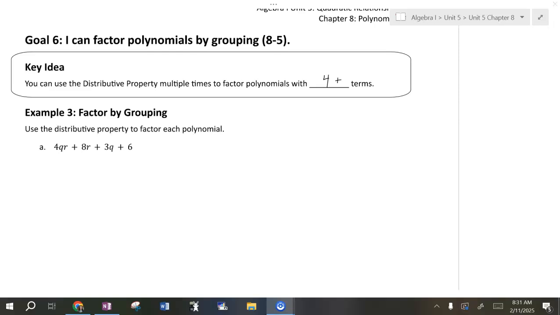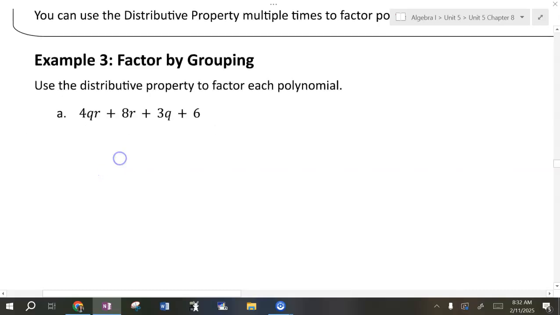But now you're going to be using the distributive property multiple times to factor polynomials with 4 or more terms. Whenever you see 4 or more terms, you're going to use this factor by grouping method. Let's take a look at a couple examples together, and then I have some for you to try on your own. So what you want to look for when you see that there are 4 or more terms is any terms that have common factors.